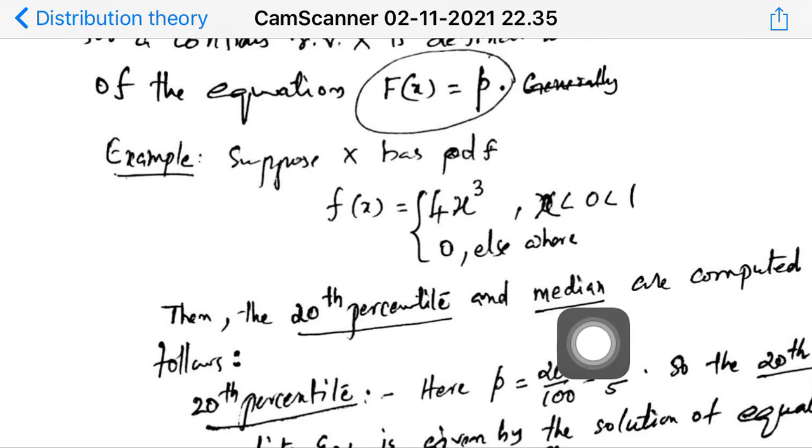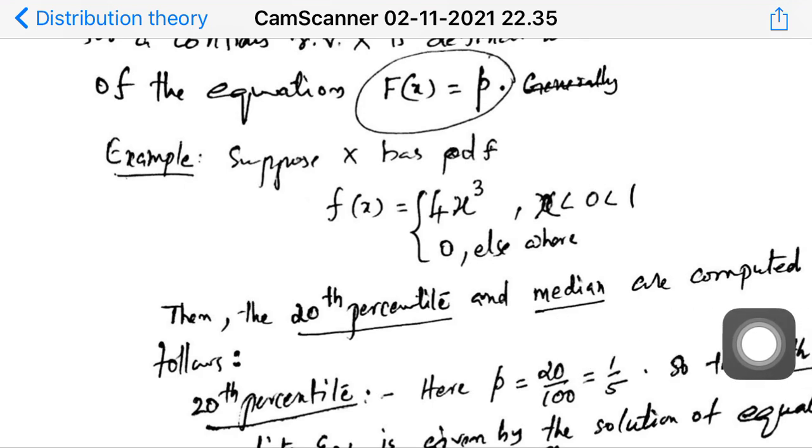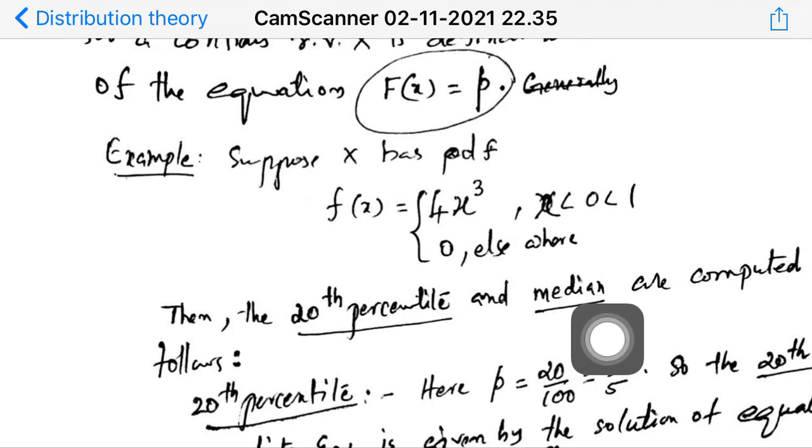The median divides the distribution into 2 equal parts. So before the median the probability will be equal to 1/2 and after the median the probability will be equal to 1/2.